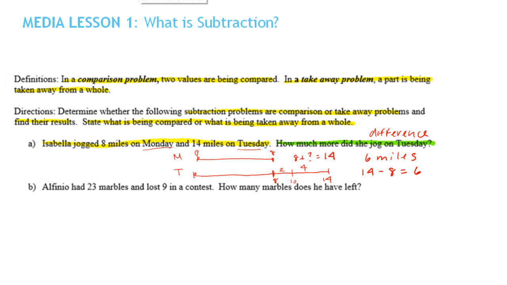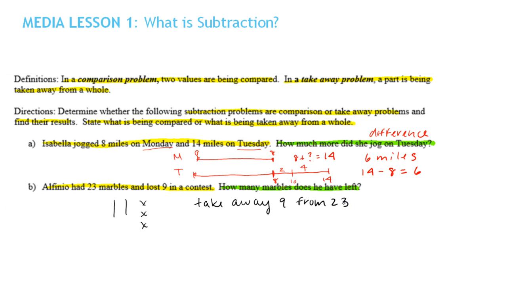Now let's look at the next one. This is a takeaway problem. Alfinio had 23 marbles and lost 9 in a contest. And our question is, how many marbles does he have left? So he had 23. I'm going to use base blocks for this. There's 10. He had 23, and he lost 9 in a contest. So we need to take away 9 from the 23 he had.